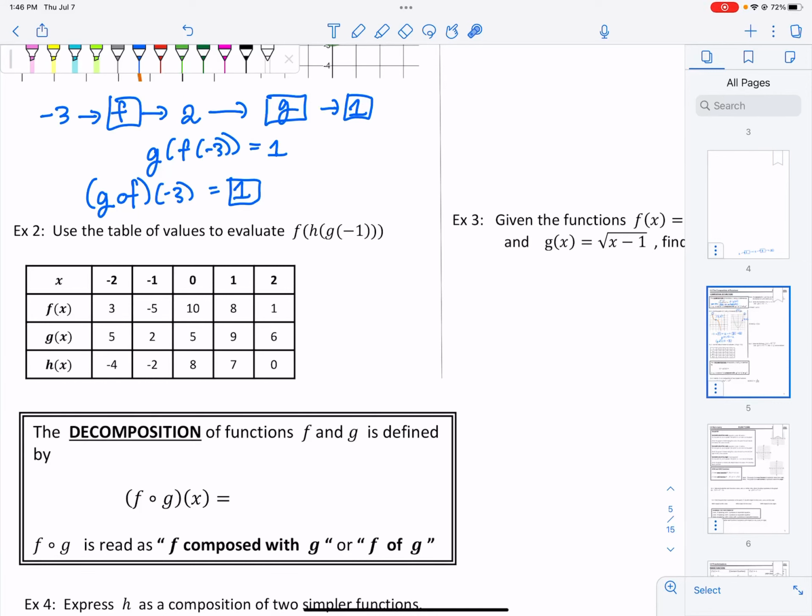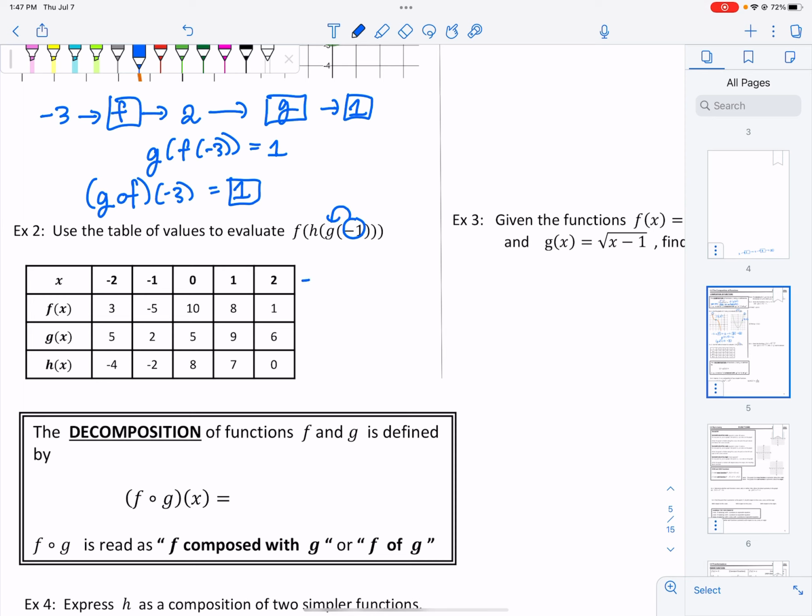Here's another example of composite function by looking at a graph. We have a table of values. These are the inputs and these are the outputs of each of these functions, f, g, and h. And our goal here is to find f of h of g of -1. So that means -1 is going to be inputted into g.